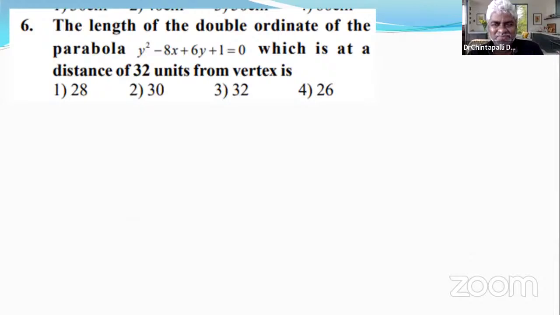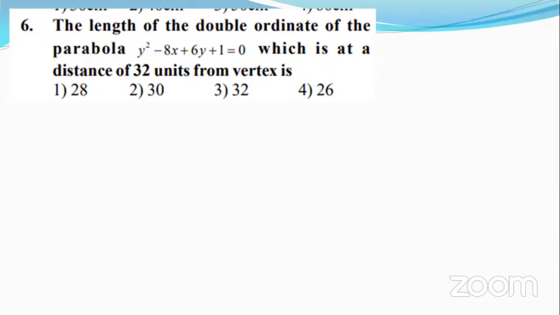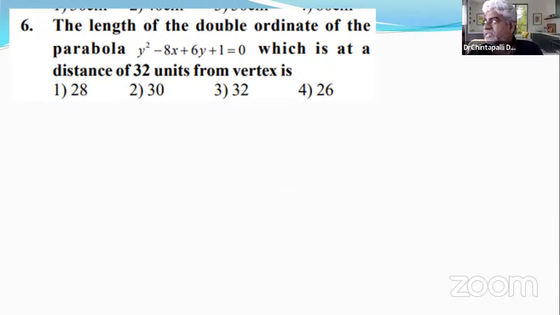Do you know double ordinate? Yes, sir. The length of the double ordinate of the parabola y square equals minus 8x plus 6y plus 1 equals 0, which is at a distance of 32 units from the vertex. It is a typical sum and a lengthy process, but we have some patience to solve the sum. First of all, let's convert the given equation into standard form.